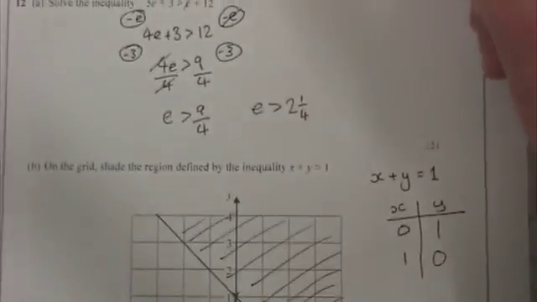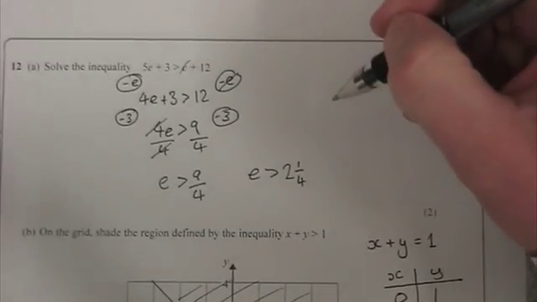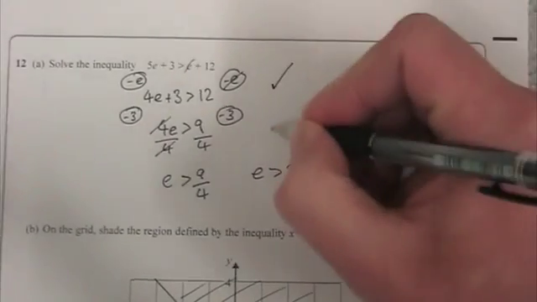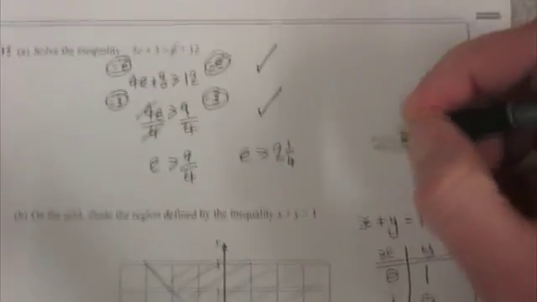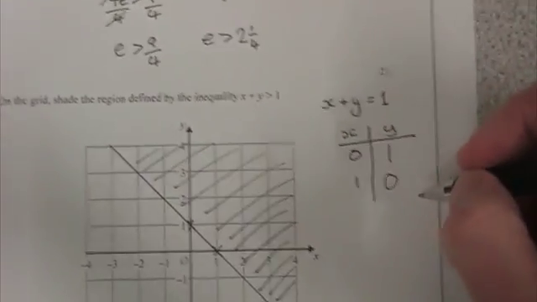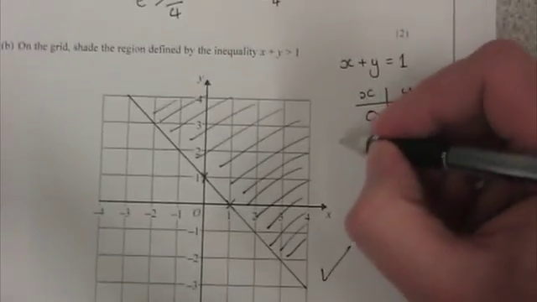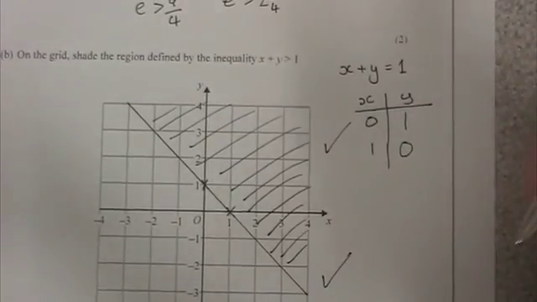So with these questions, this one's a 2-mark question. So you get a mark for taking the e from both sides and a mark for subtracting the 3. And down here you get a mark for the correct plotting of this line, and then a mark for correctly identifying the correct region.